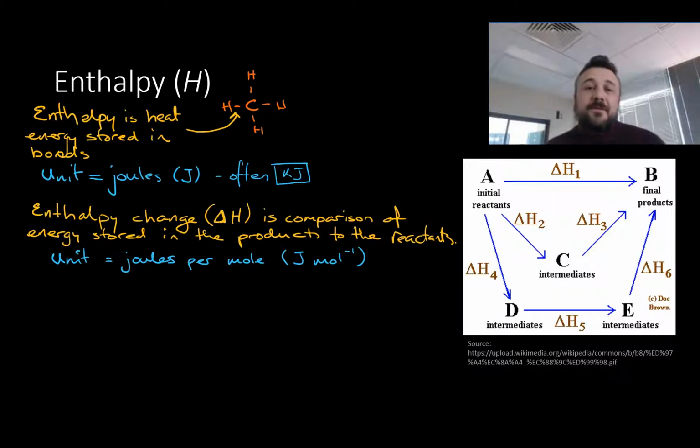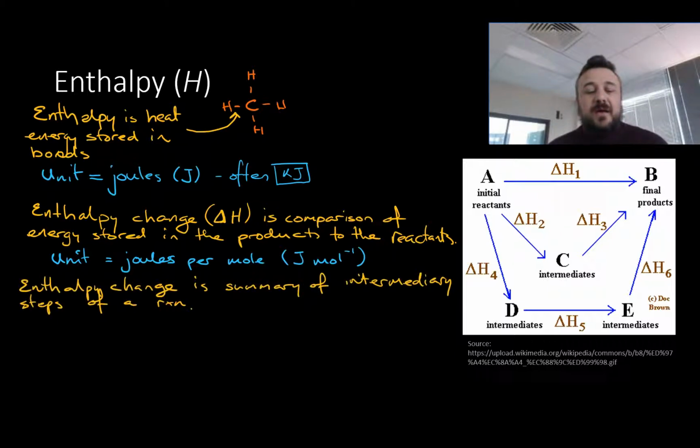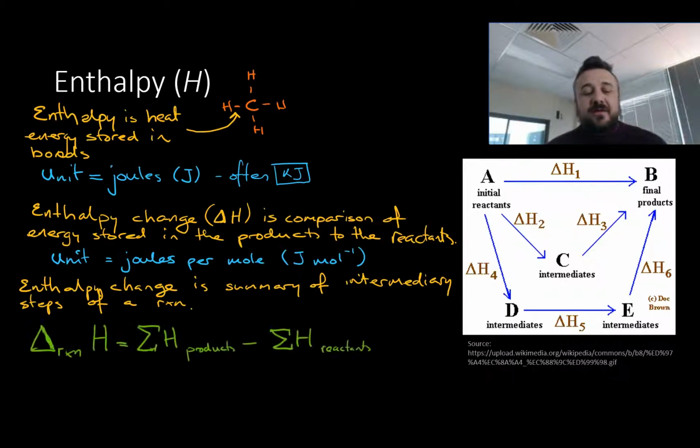So again, the unit for enthalpy change is joules per mole. So when we're talking about how many moles of a certain reaction have gone through, then it's joules per mole. So enthalpy change is that summary, right, of the intermediary. And that's what we mean by it's a state reaction. So the enthalpy change is a summary of all of the changes. So this one minus this. And all of these changes here added together give us our final enthalpy change.